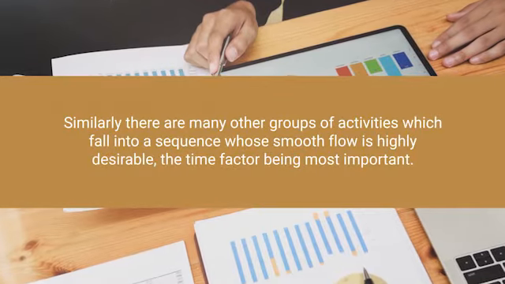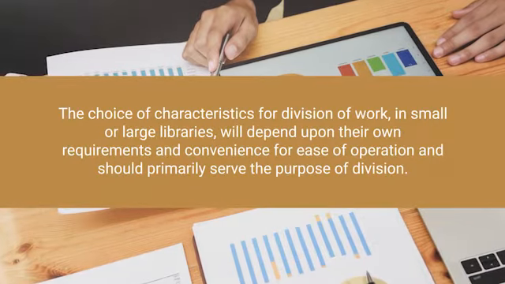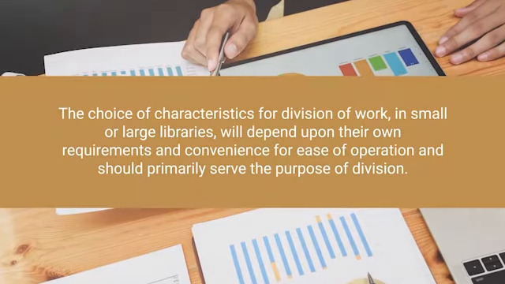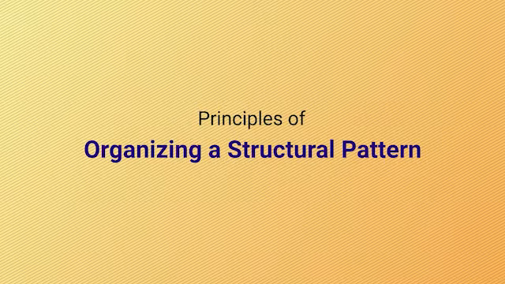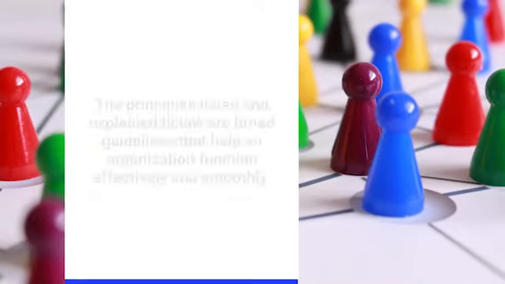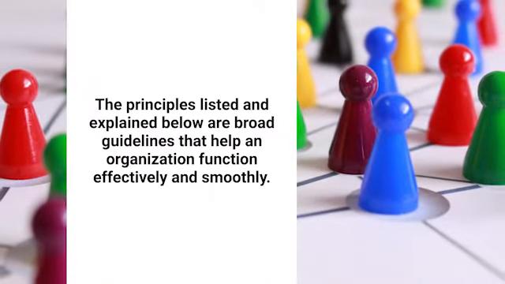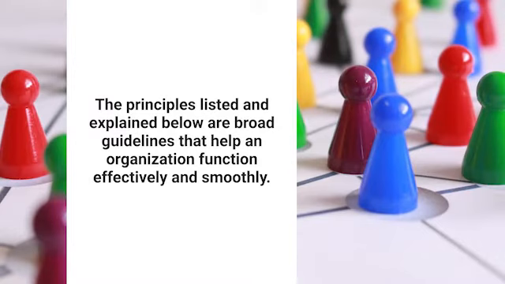Similarly, there are many other groups of activities which fall into a sequence whose smooth flow is highly desirable, the time factor being most important. The choice of the characteristics for division of work in small or large libraries will depend upon their own requirements and convenience for ease of operation and should primarily serve the purpose of the division. There are principles of organizing a structural pattern, and it is very important for all of you to understand each of these principles. The principles listed and explained below are broad guidelines that help an organization function effectively and smoothly.